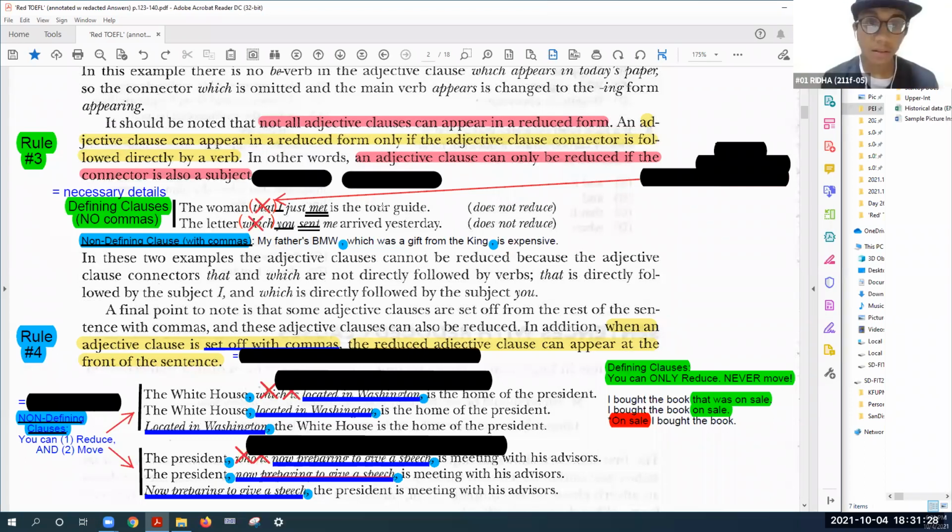The letter which you sent me arrived yesterday. Which letter? Which you sent me. And now it's clear. The letter which I sent you. Okay. Now it's clear. So these two examples are called defining clauses because they give necessary details, necessary information. Do you guys follow me so far? So far so good.